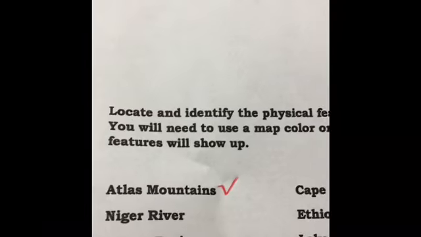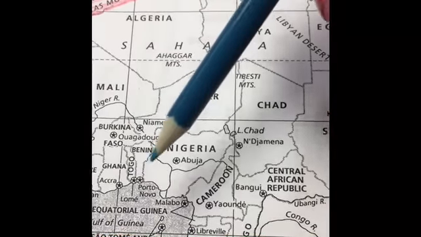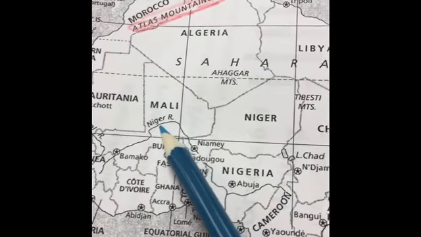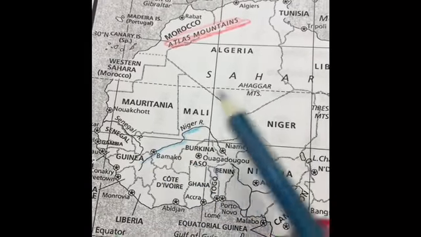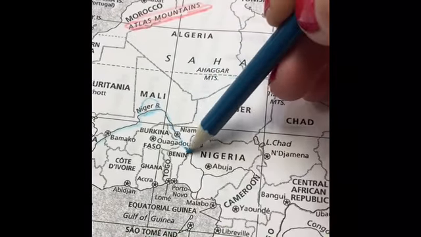Another physical feature that we want to identify is the Niger River. So I'm going to use a blue since it's a river. You would think, if you look really close, that it might be near Niger or Nigeria. You would be right. If you look, you'll find the Niger River, and you can trace that with the blue. Circle it.